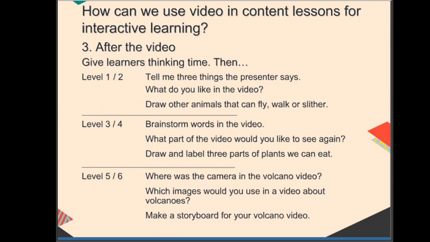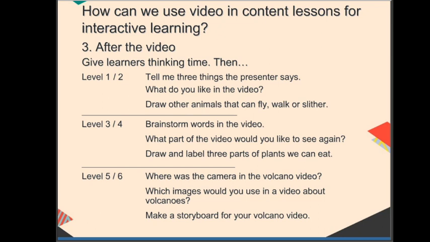And finally, how can we use video in content lessons for interactive learning after the video? To involve learners in interactive learning for levels 1 and 2, you could ask them with a partner to tell each other 3 things the presenter says, or tell a partner what they like in the video. Or you could ask them to draw other animals that can fly, walk, or slither.